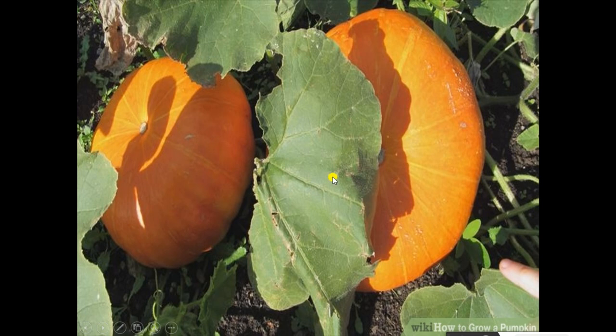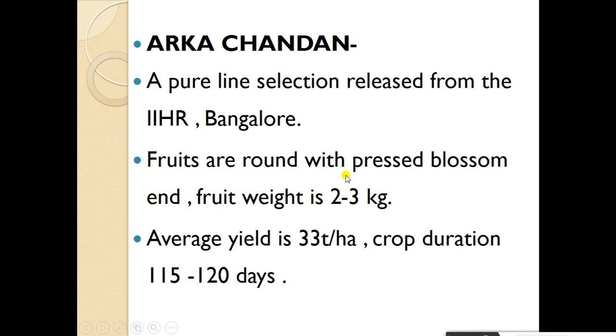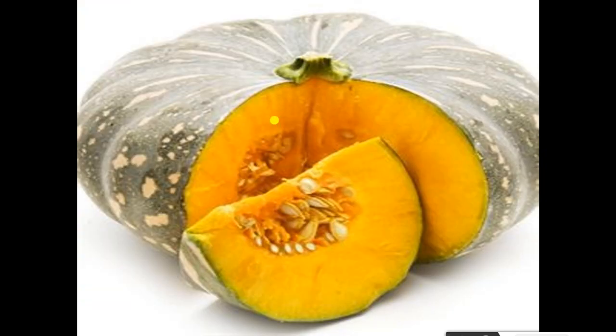See this variety. Then Arka Chandan, it is a pure line selection raised from IIHR Bangalore. Fruits are round with pressed blossom end, with weight 2 to 3 kg. The average yield of Arka Chandan variety is 33 tons per hectare. Crop duration is 120 to 150 days required for maturity.